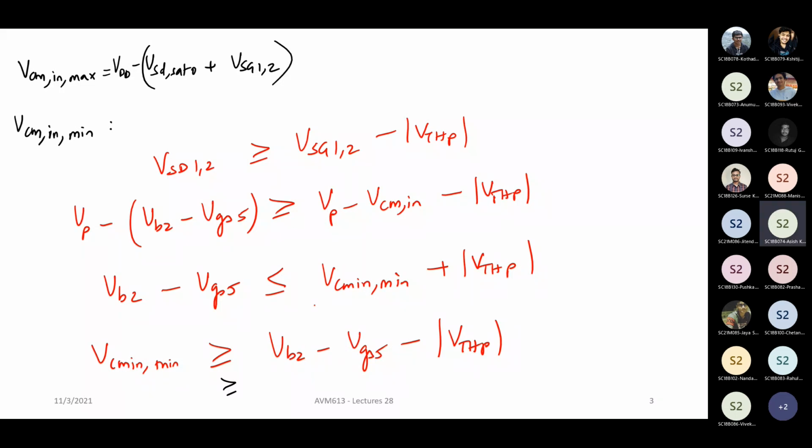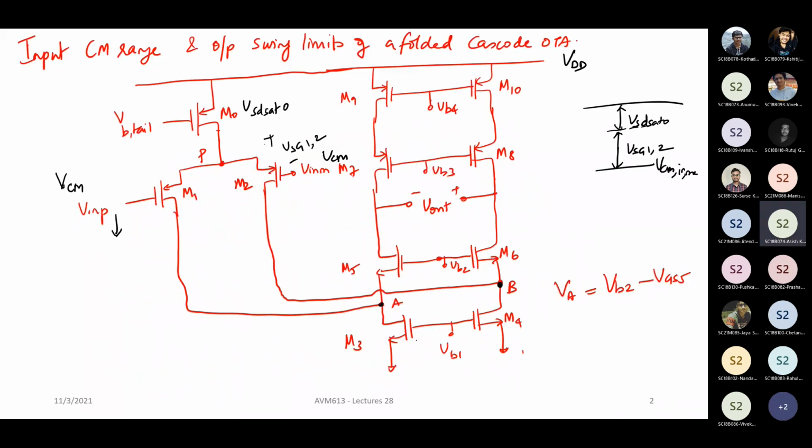Shouldn't you also see that M3 and M4 should be in saturation? That condition should also be there. M3 and M4 should be in saturation, agreed. Now, what is the condition for M3 and M4 to be in saturation? VA should be greater than or equal to VB1 minus VTH, that is, VA should be greater than VDsat of M3. If you assume the square law equation, it becomes VB1 minus VTH greater than or equal to VDsat of this one, right?